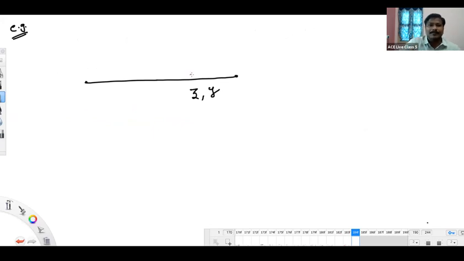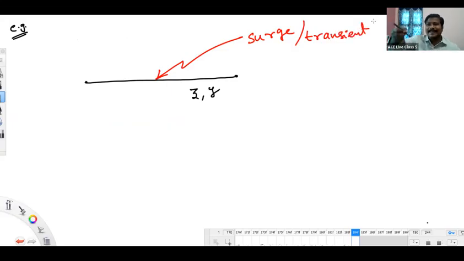Kindly listen. See, we have some surge attack, maybe a switching surge, lightning surge, whatever it may be. Doesn't matter. Surge is nothing but a transient attack. Whenever the surge attacks, how is the operating frequency? Very, very high. So surge frequency is very high. That's the term I am going to use here.